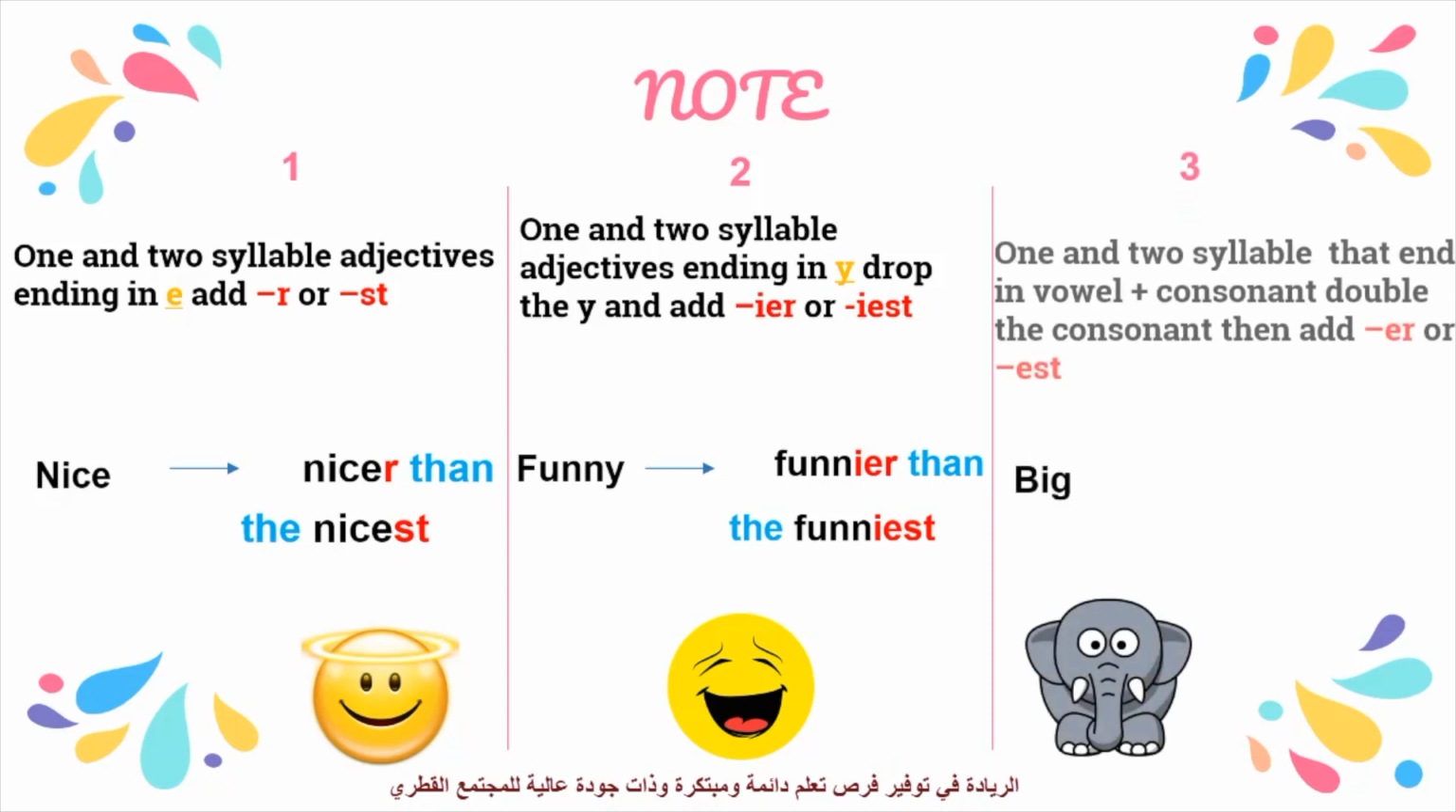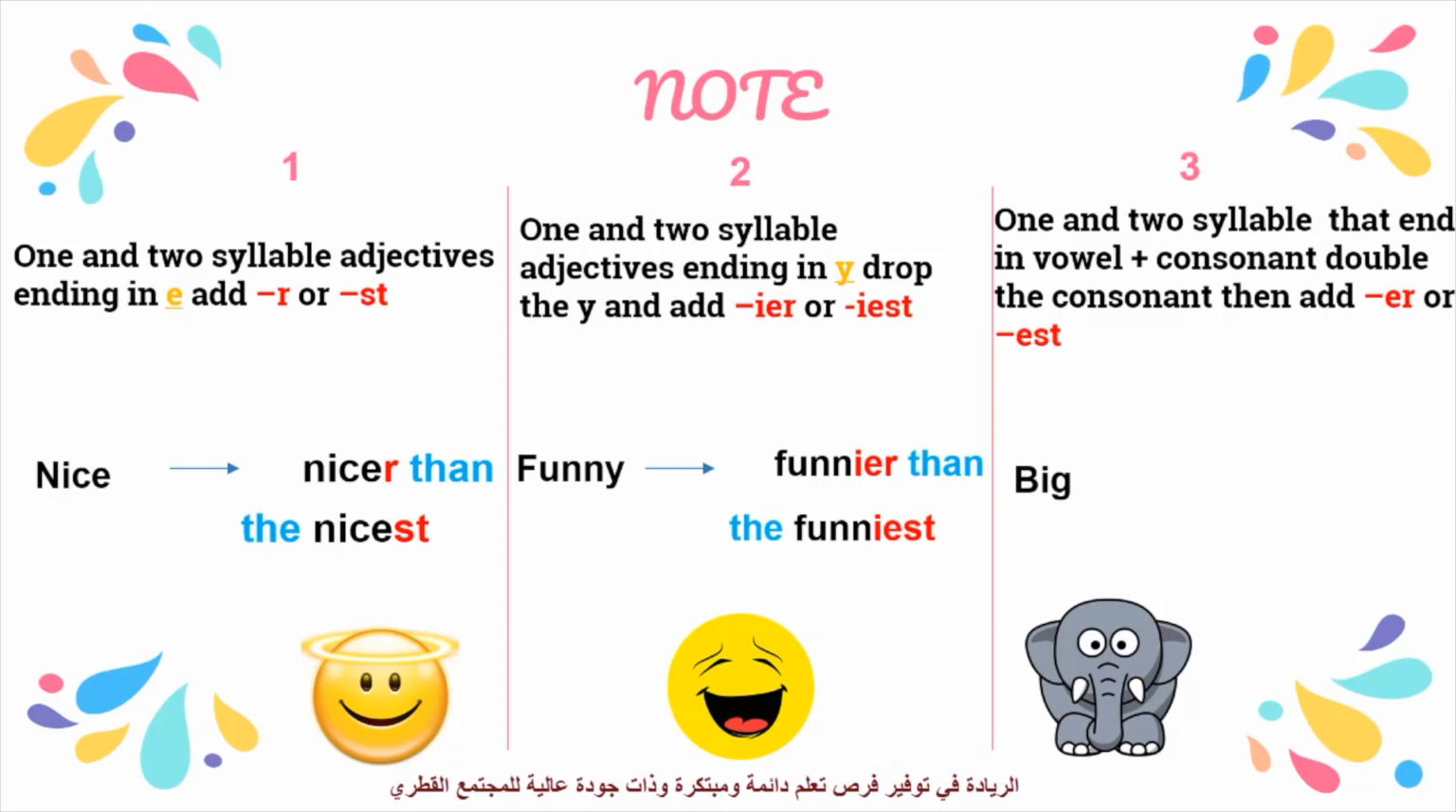For adjectives that end in a vowel and consonant, we double the consonant, then add ER for comparatives or EST for superlatives. For example, big, it ends in a consonant G, so we double the G, becomes bigger than, and the biggest for superlatives.